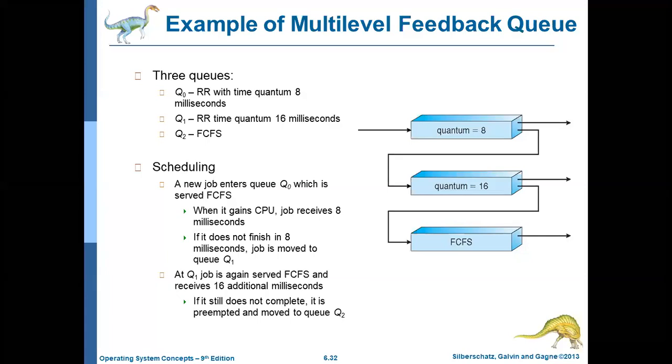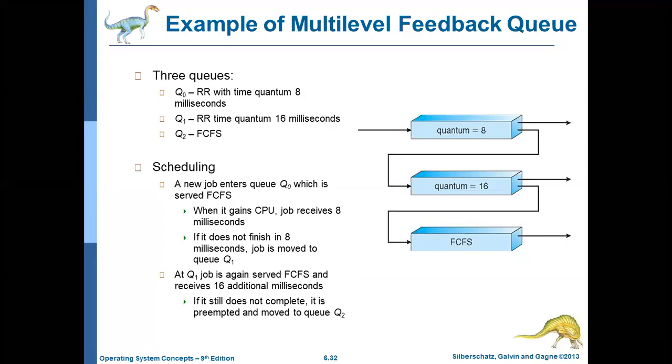Consider either Q0, Q1, Q2. Here Q0 will be the 8 millisecond quantum, Q1 will be quantum 16, and Q2 will be FCFS. Here, 8 milliseconds, the time slice between 1 to 8, it will be executed. For example, the time quantum between 9 to 16, you have to place in Q1, round robin with time quantum equal to 16 milliseconds.